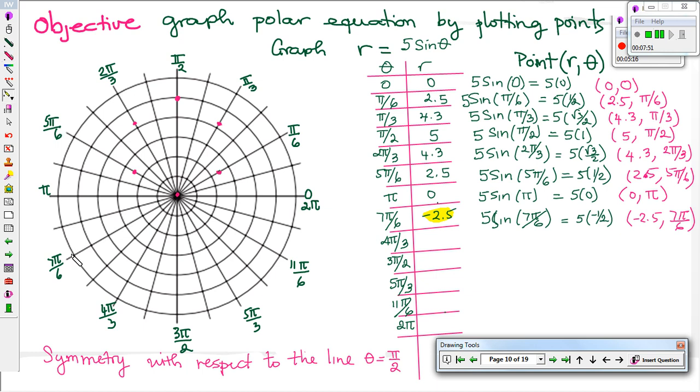Then go to 7 pi over 6. So this is the terminal side of 7 pi over 6. But since our r is negative 2.5, we cannot plot the point on the terminal side of 7 pi over 6. We have to go to the opposite direction. So that will be the same thing as pi over 6. So the point will be right here.